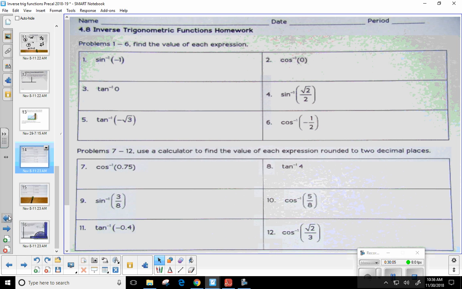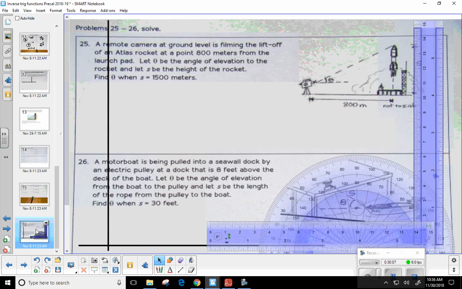$25? $25 actually has been a popular one today. Okay. You'll notice I've already got the tools up here, so we're not going to go to the calculator. We're going to use the protractor to kind of help us out here. All right, so let's see.